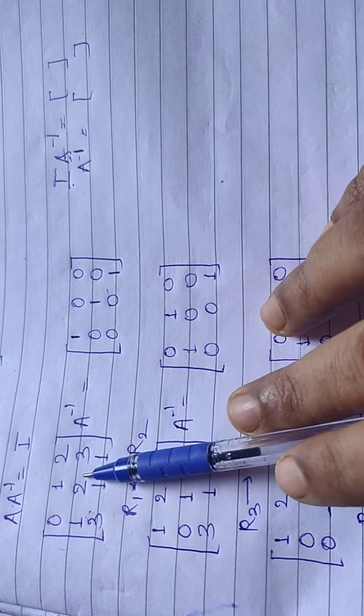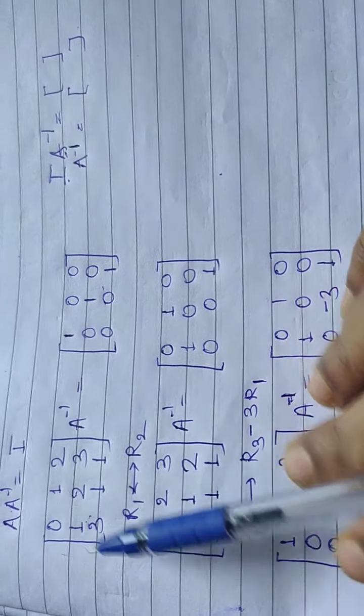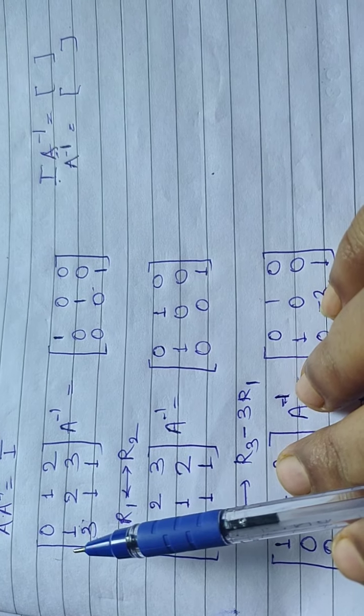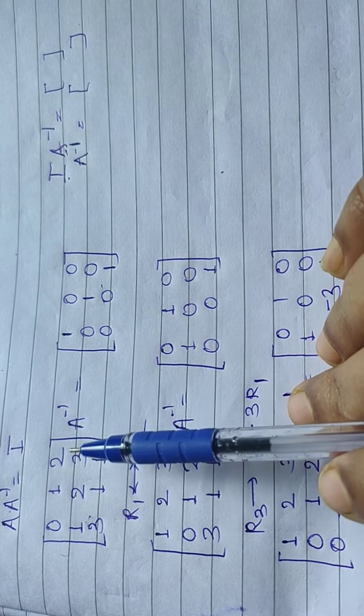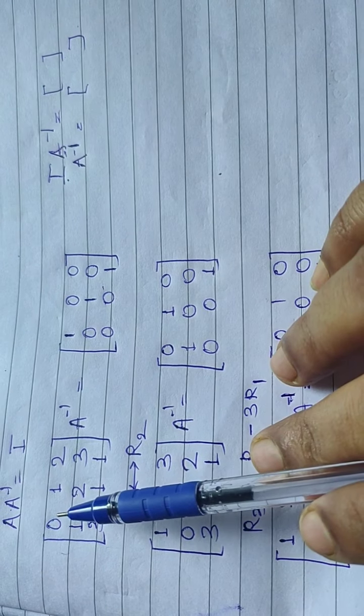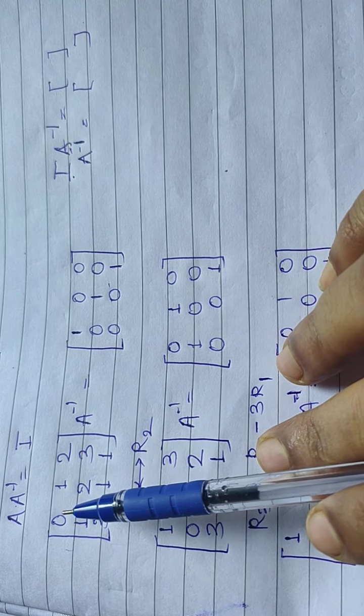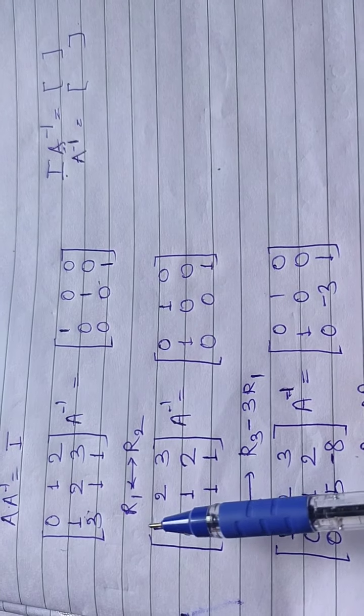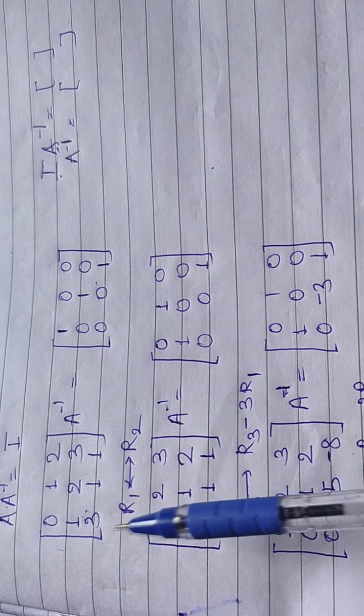See the row transformation carefully. We can interchange the rows, we can multiply the elements of any row by any constant, and then we can add the multiples to another row. In this way we have to perform the row transformation.